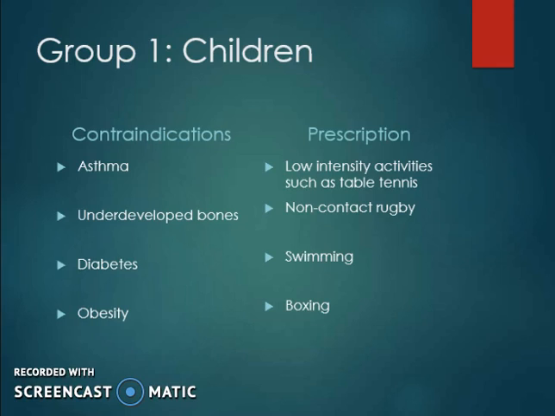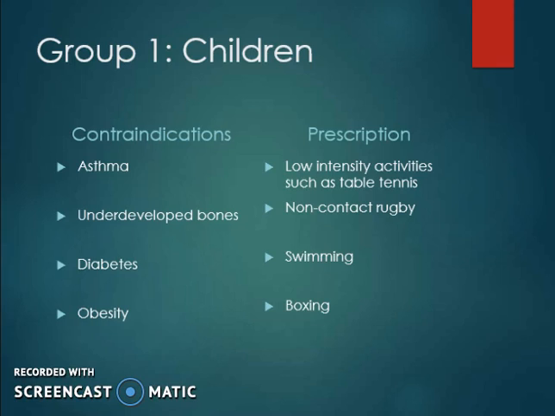Another contraindication may be underdeveloped bones. At first, you won't be able to do full contact sports, as your bones could break and could cause them to be abnormally formed. One sport that could be played would be non-contact rugby, as this is safer, and they won't have to do collisions, as they would if they were fully grown and their muscles were fully developed.